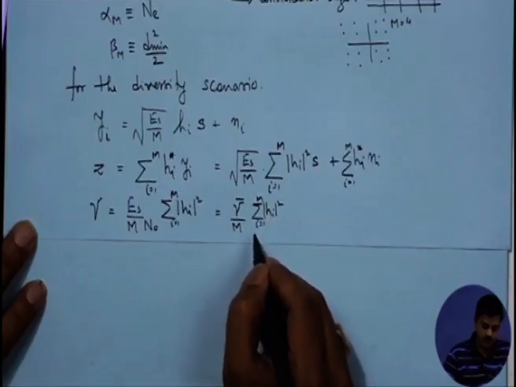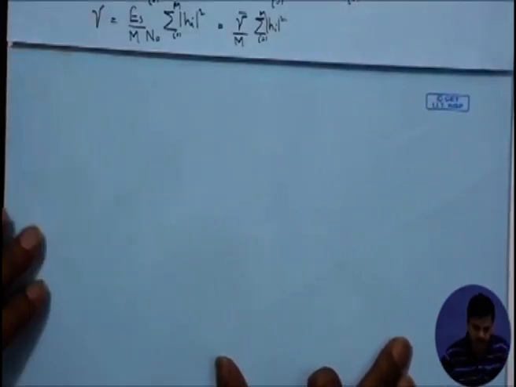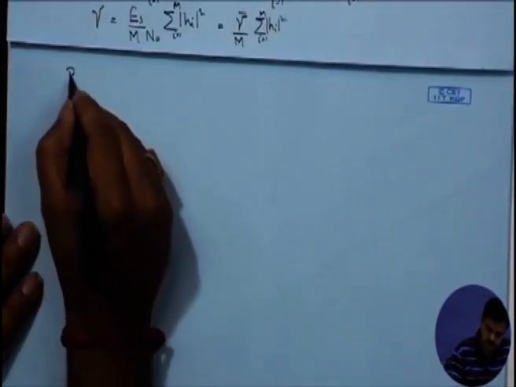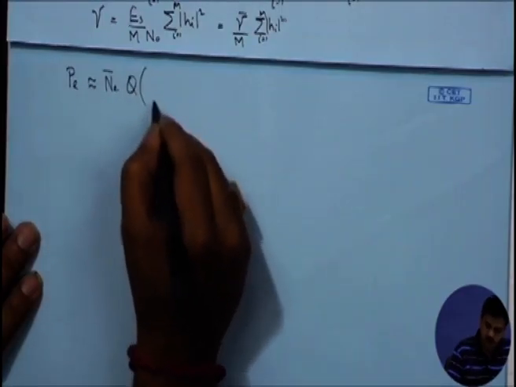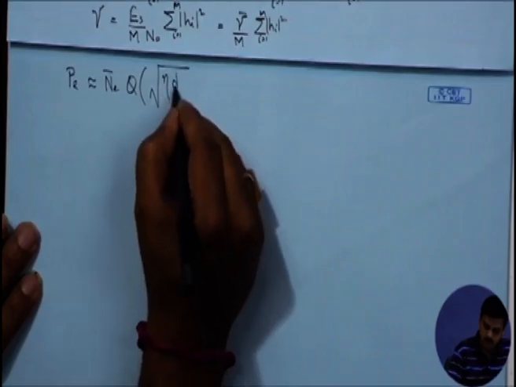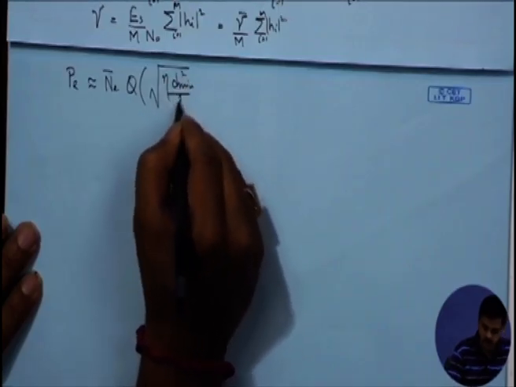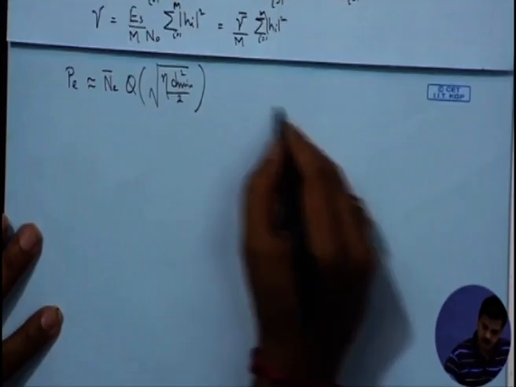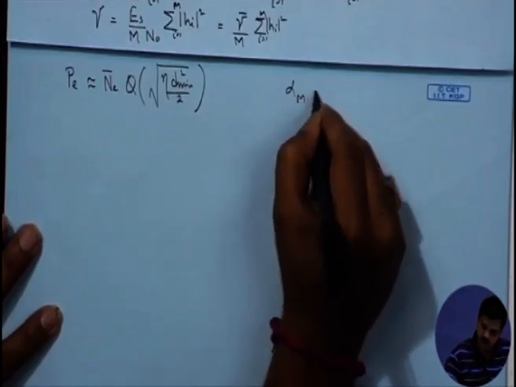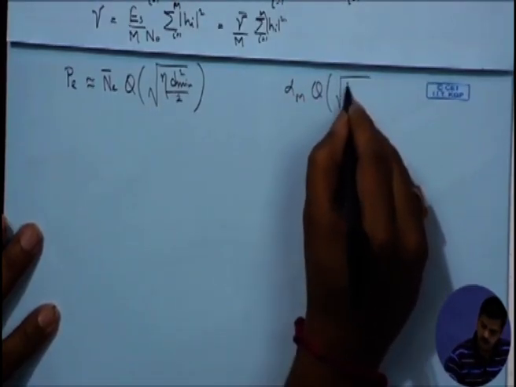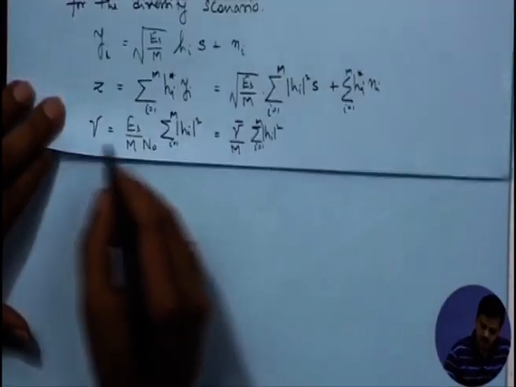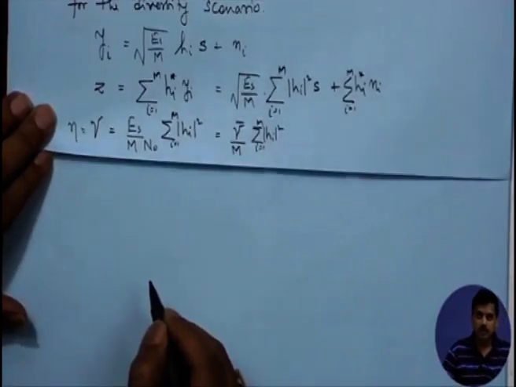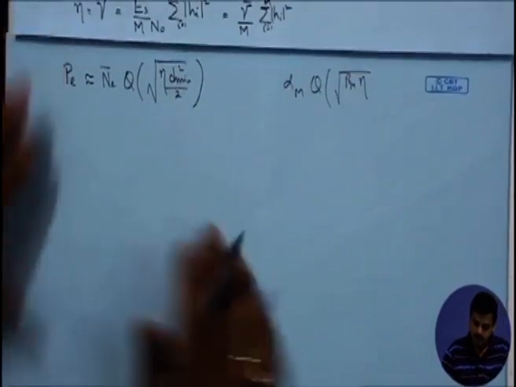So, this is the same as we had before, and as we start comparing the two expressions, clearly Pe is N_i bar Q of square root of eta d min squared by 2. This is what we discussed in the previous lecture, and the other one is alpha m Q of square root of beta m times eta, or gamma, sorry. So, we would use eta for this particular expression, which is gamma over here.